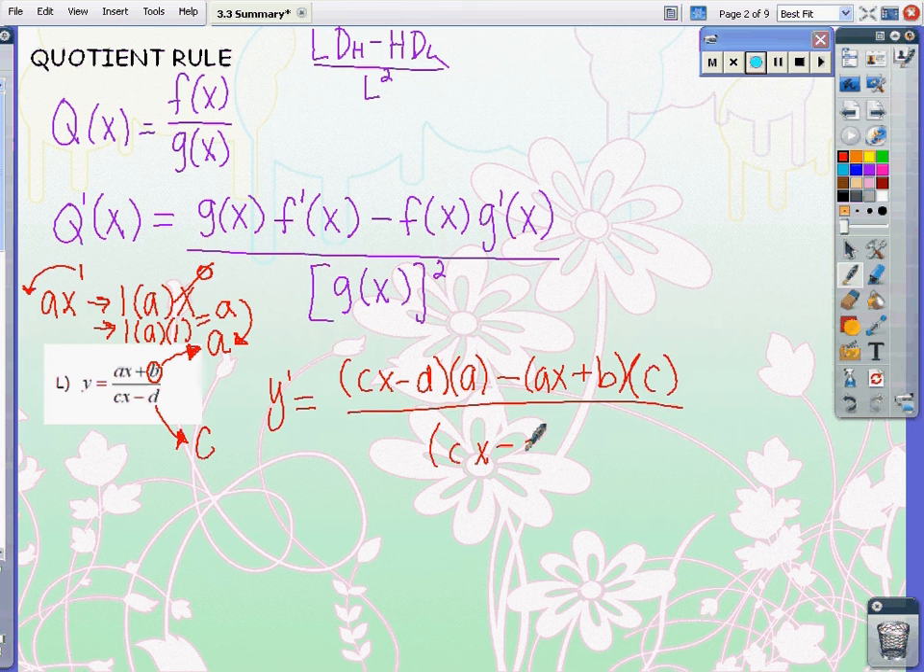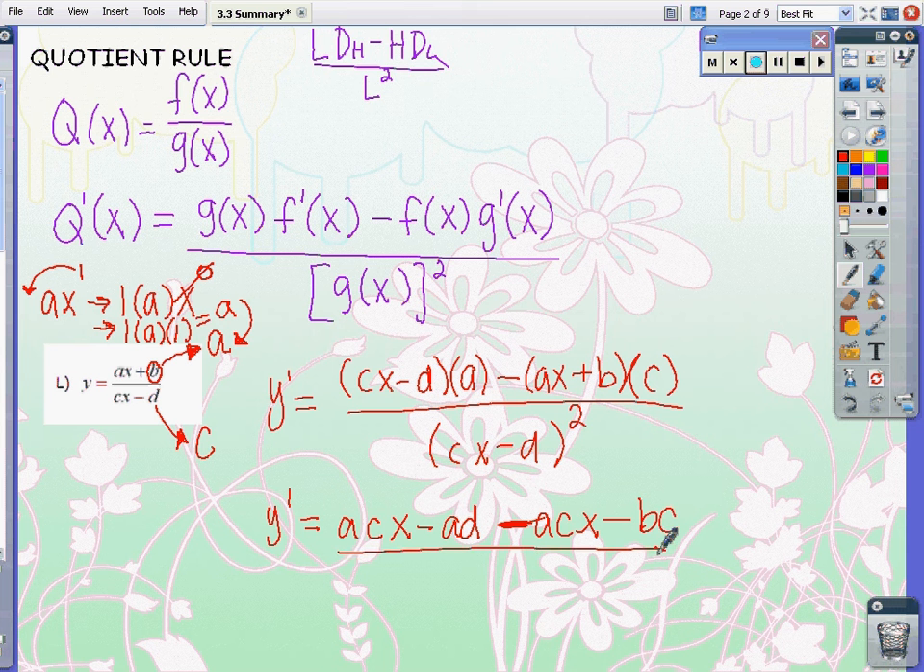The numerator, let's see if this simplifies at all. A times c times x minus a times d minus a times c times x minus bc, all over cx minus d, whole thing squared. And let's see if that can be simplified at all. It looks like those cancel if I didn't make a mistake. I'm really going to hope I didn't, but I get negative ad minus bc all over cx minus d squared.